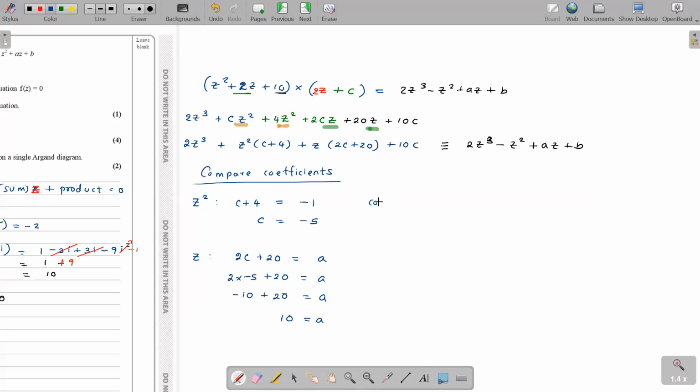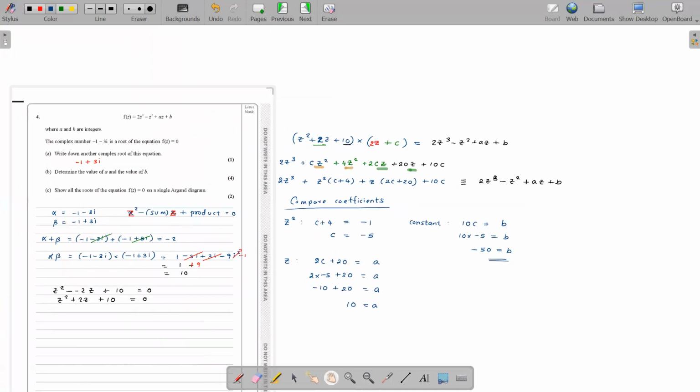Then compare for the constant. When you compare for the constant, I get here 10C equals B, right? So 10 times C, which is minus 5, equals B. I get minus 50 equals B. So this is the answer. These are the answers we get for A, B, C.